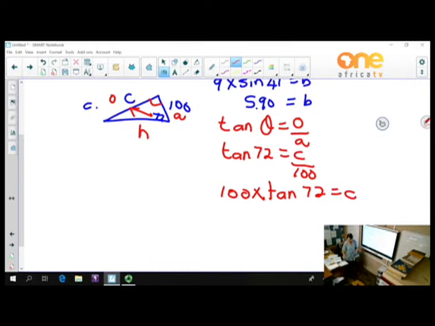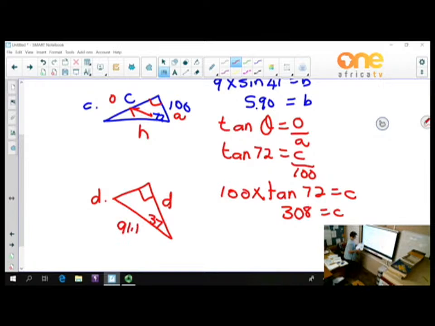Using your calculator now, it's 100 times tan 72 is equal to, and I got 307, it will round off to 308. So 308 is equal to c. Number d. Now the picture looks like this. There's my 90 degrees. This is d.